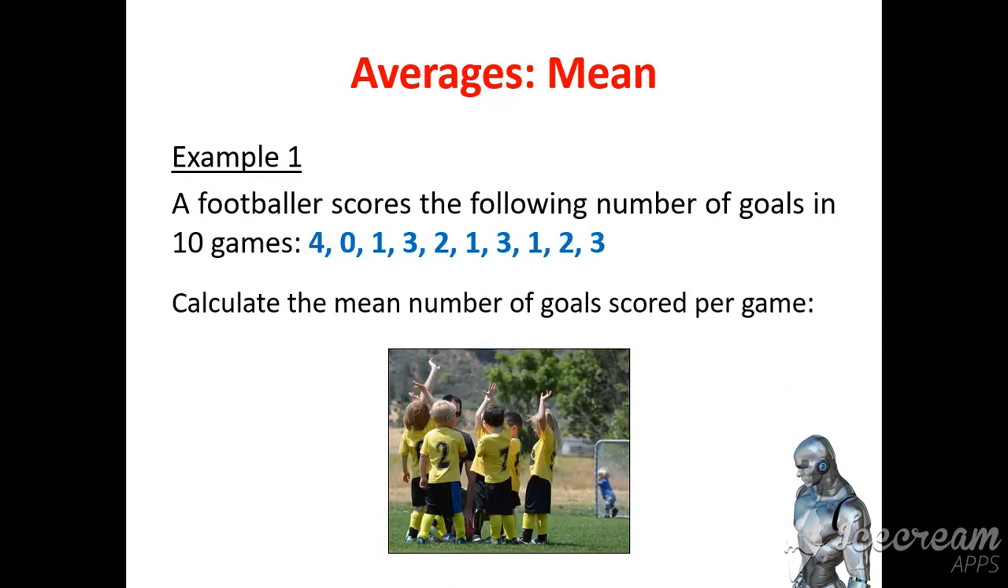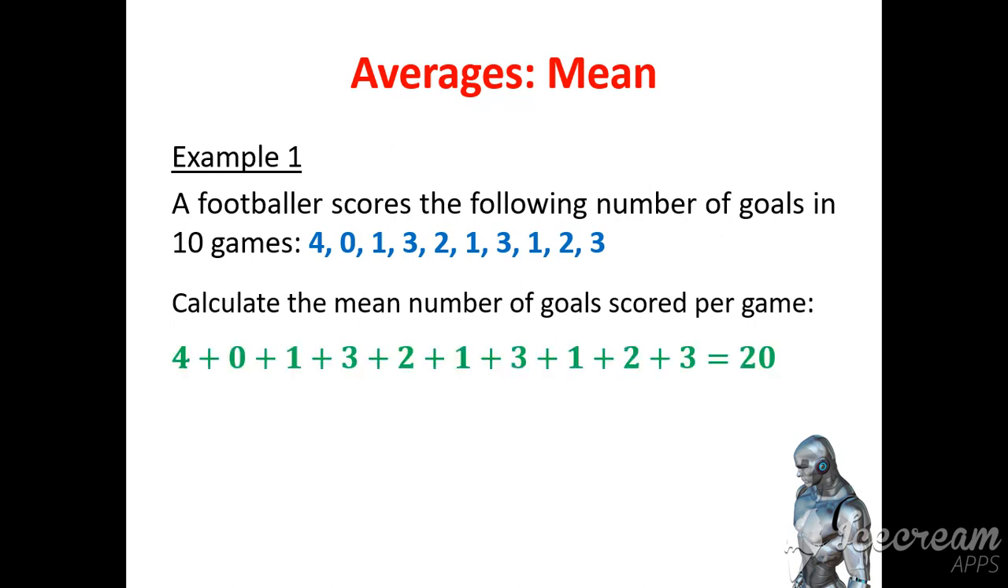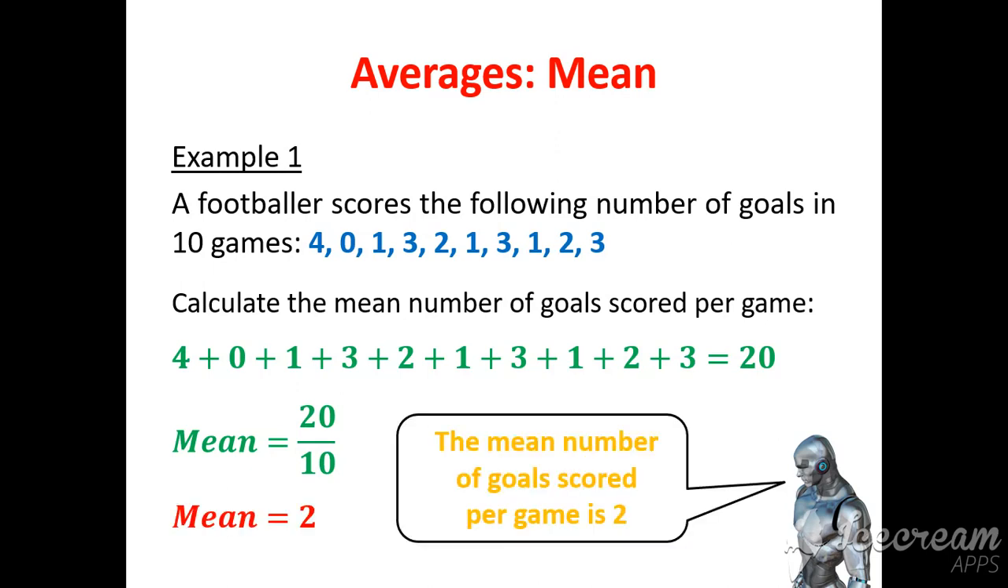A footballer scores the following number of goals over 10 games. 4, 0, 1, 3, 2, 1, 3, 1, 2, 3. So we're going to calculate the mean number of goals scored per game. Right, so this is what we're going to do. We're going to add up all those numbers first, and they add up to 20. Now we're going to divide 20 by 10 because there are 10 numbers in the list. There were 10 games. So 20 divided by 10 gives a mean of 2.